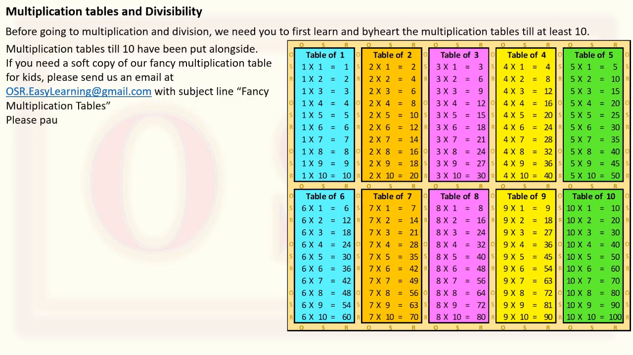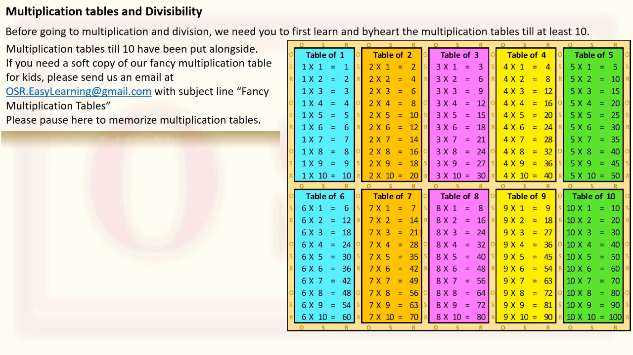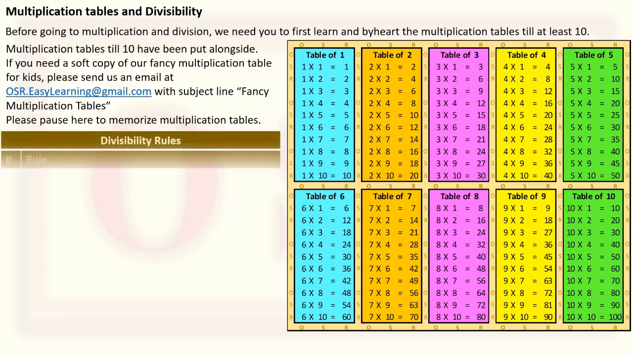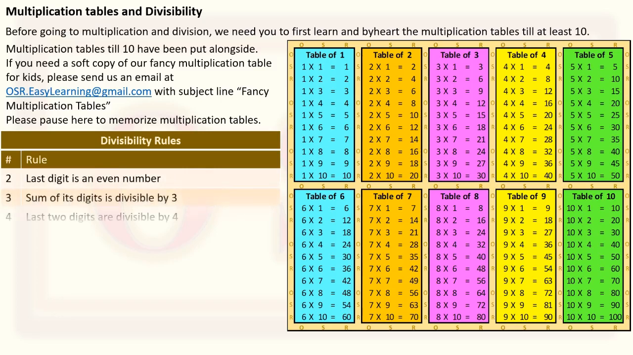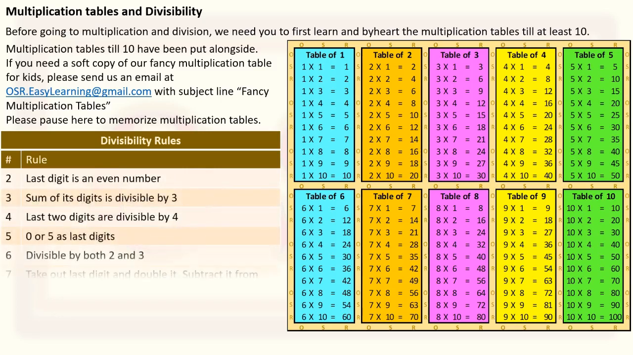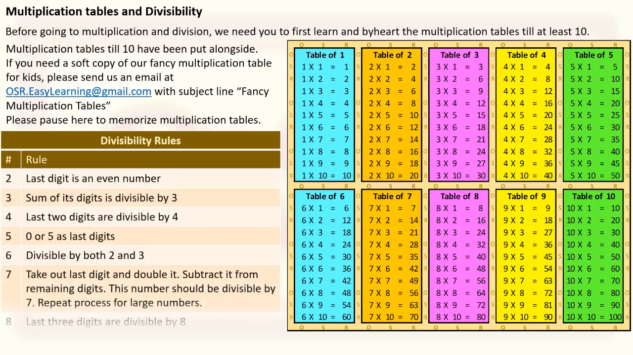Now please pause the video here to memorize multiplication tables. These will be very helpful for you. Okay, once done, let's proceed to the divisibility rules. Alongside we are showing divisibility rules for digits from 2 till 9. So if a number is divisible by 2, what would be the rule? If by 9, what would be the rule? Please memorize them.